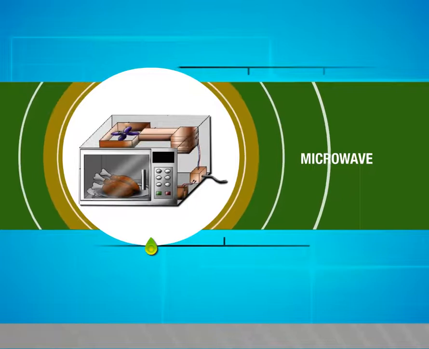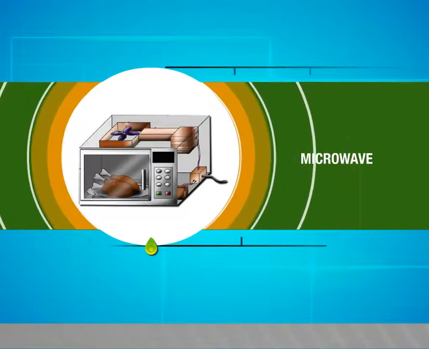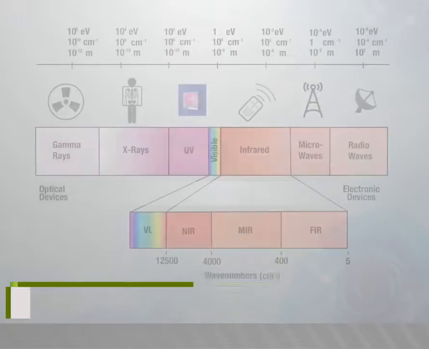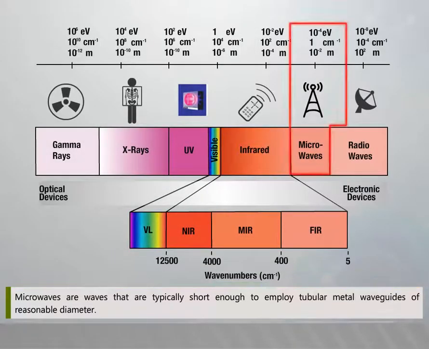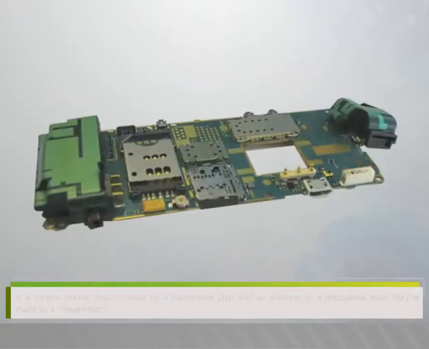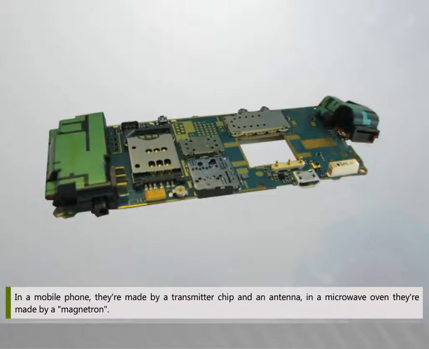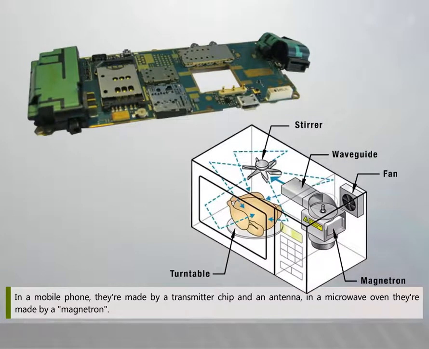Microwave. In this video, we are going to see about microwave. The super high frequency SHF and extremely high frequency EHF of microwaves are on the short side of radio waves. Microwaves are waves that are typically short enough, measured in millimeters, to employ tubular metal waveguides of reasonable diameter. In a mobile phone, they are made by a transmitter chip and an antenna. In a microwave oven, they are made by a magnetron.